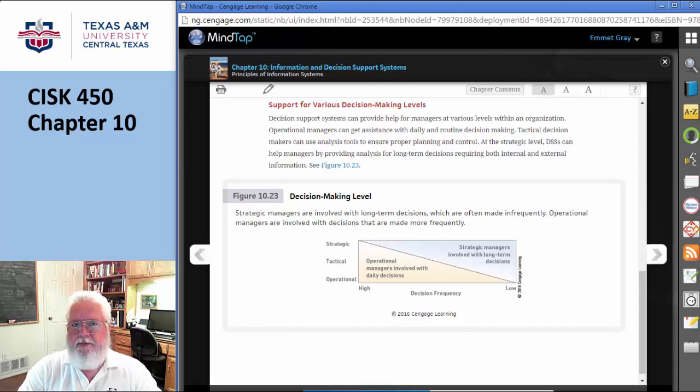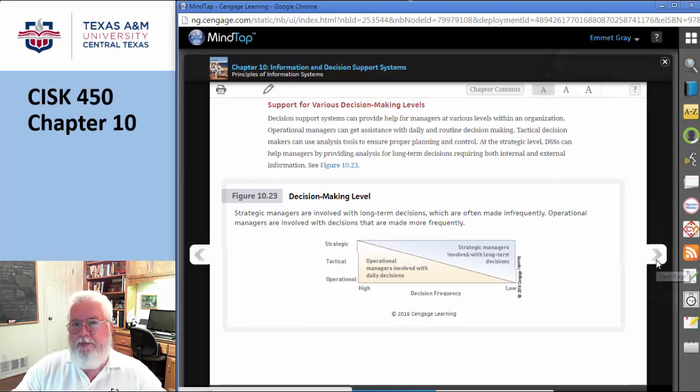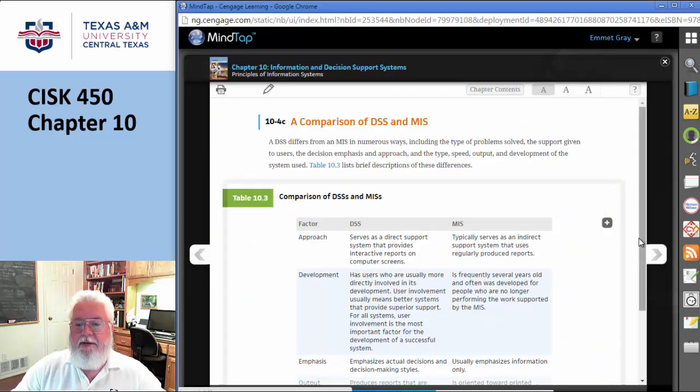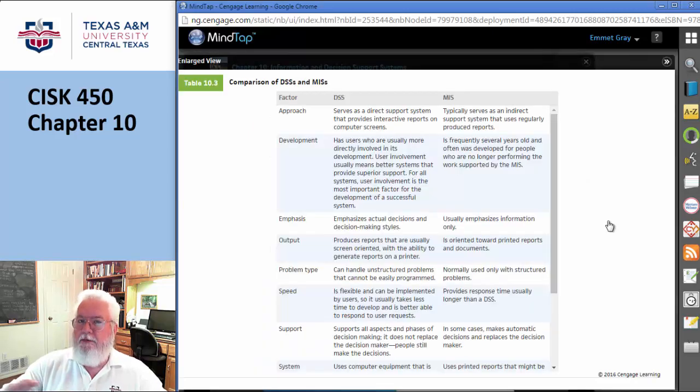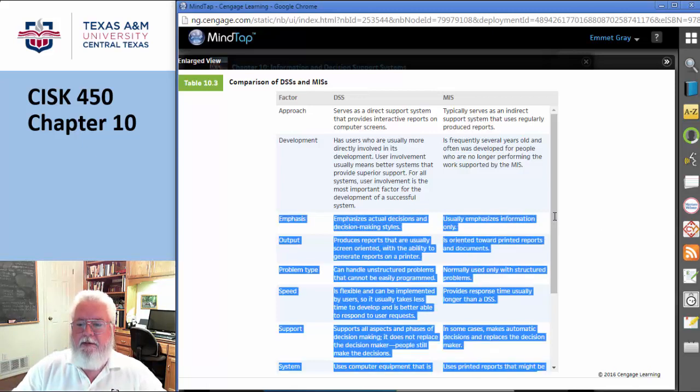Okay, picking up where we left off, we're on page 478, looking at that goofy little diagram of figure 10.23. The next thing we're going to talk about is a really good description of the difference between a DSS and an MIS. I told you the gist of it. The gist of it is MISs really are for the current and the past, and decisions are practically about the future. So let's look at this emphasis line first.